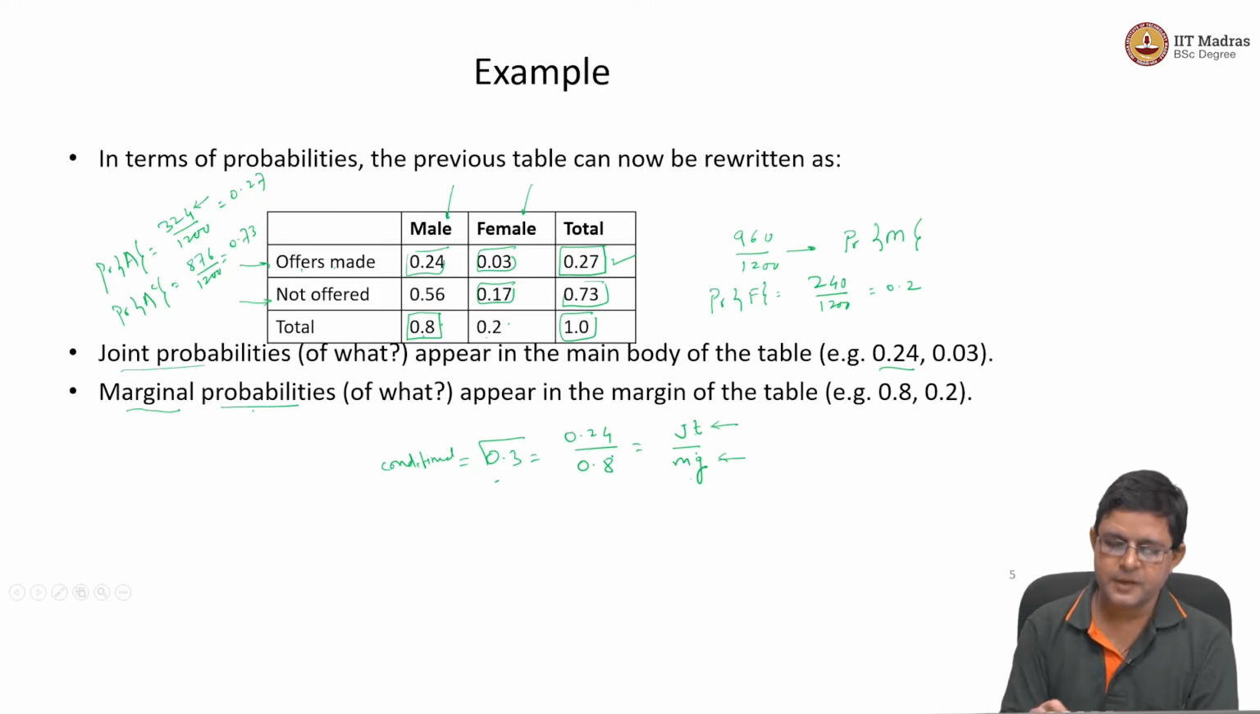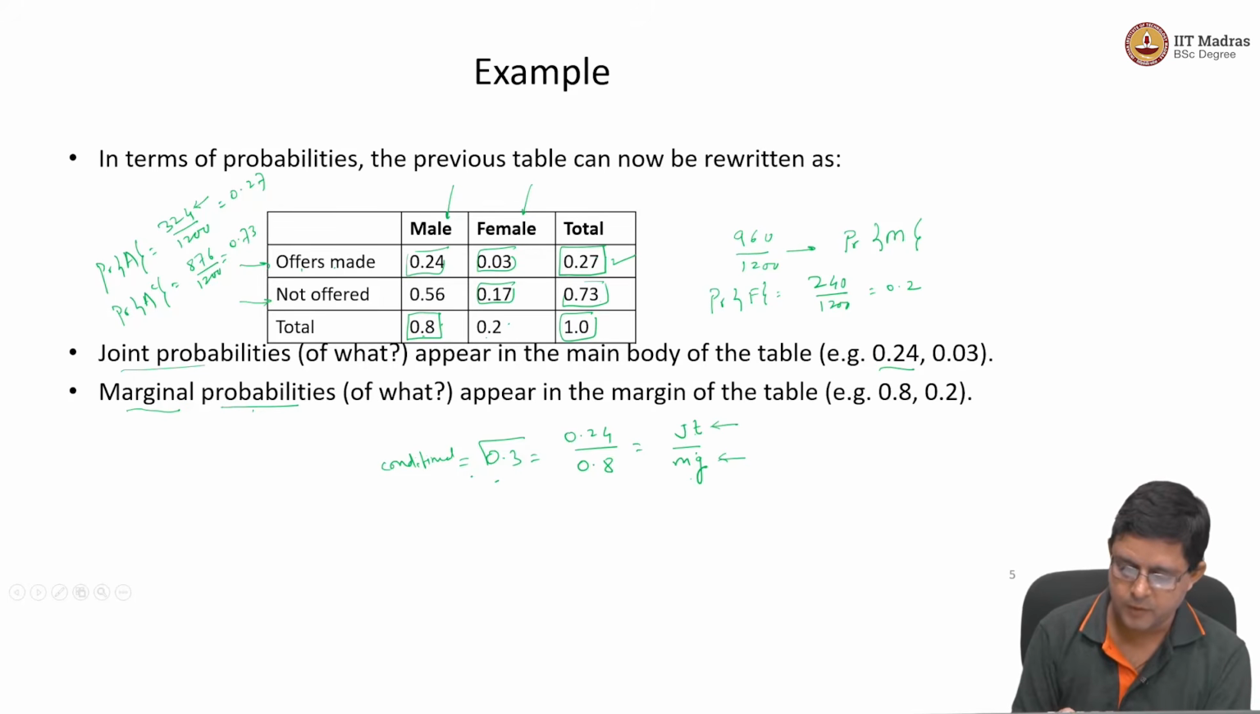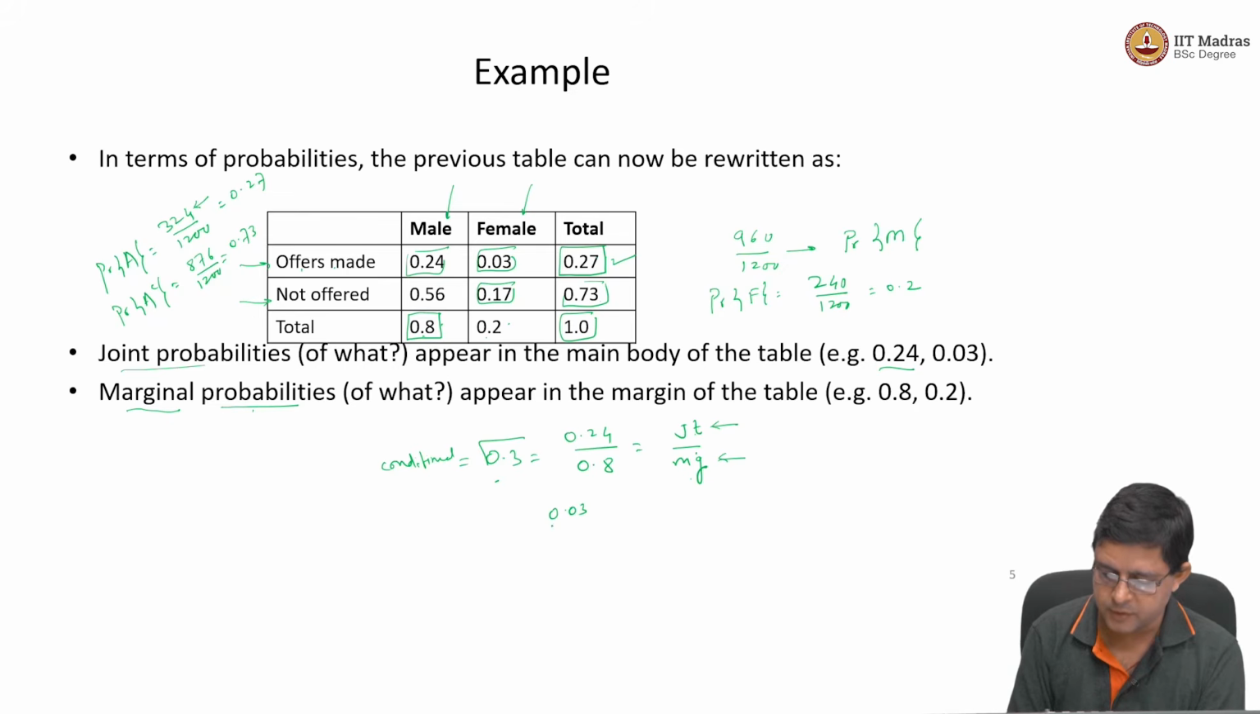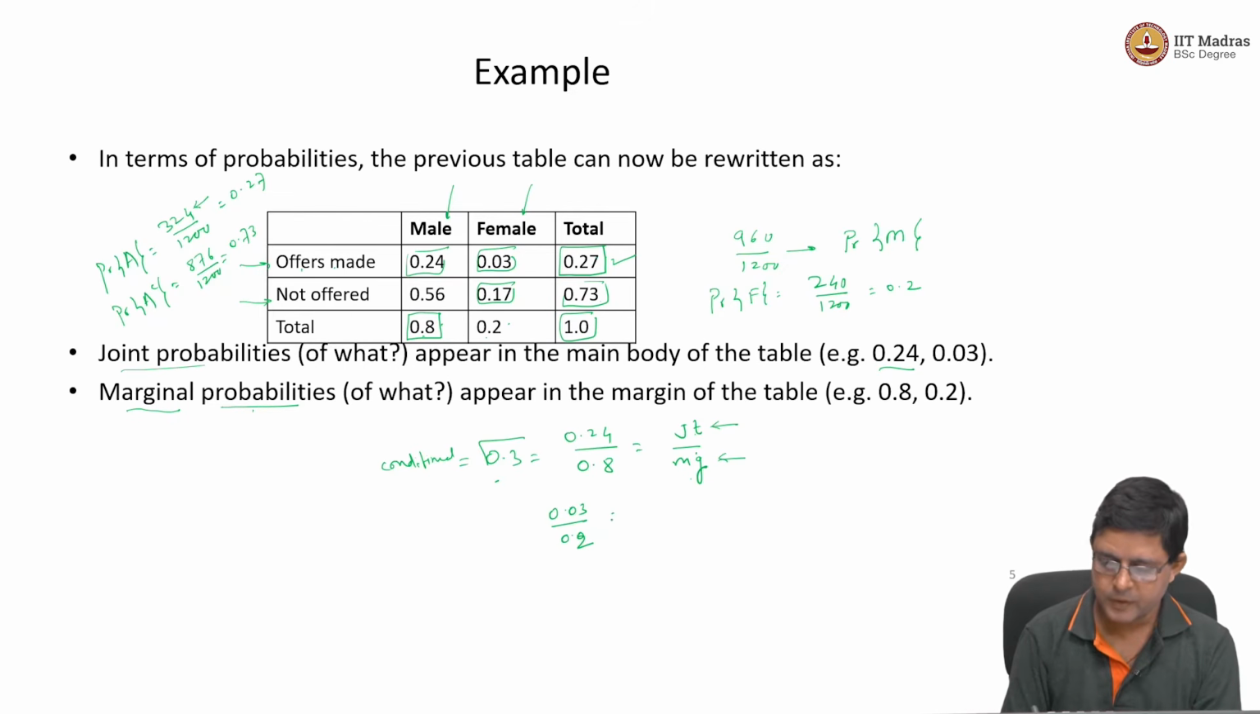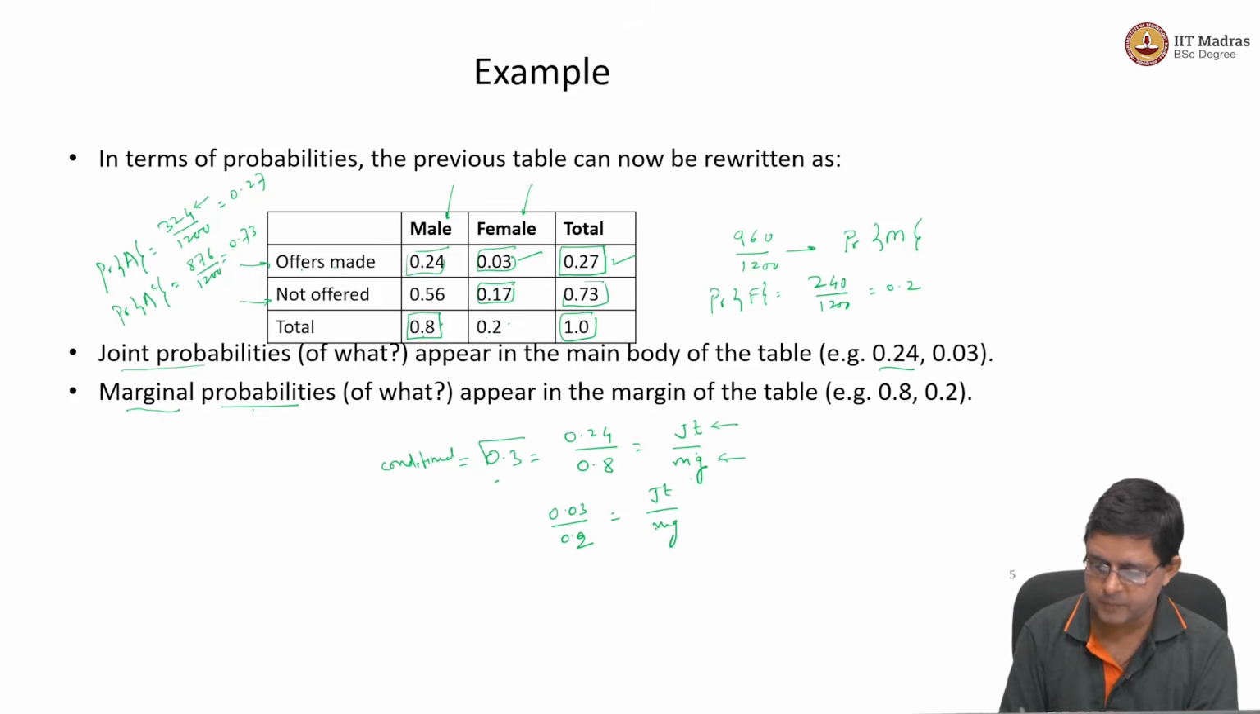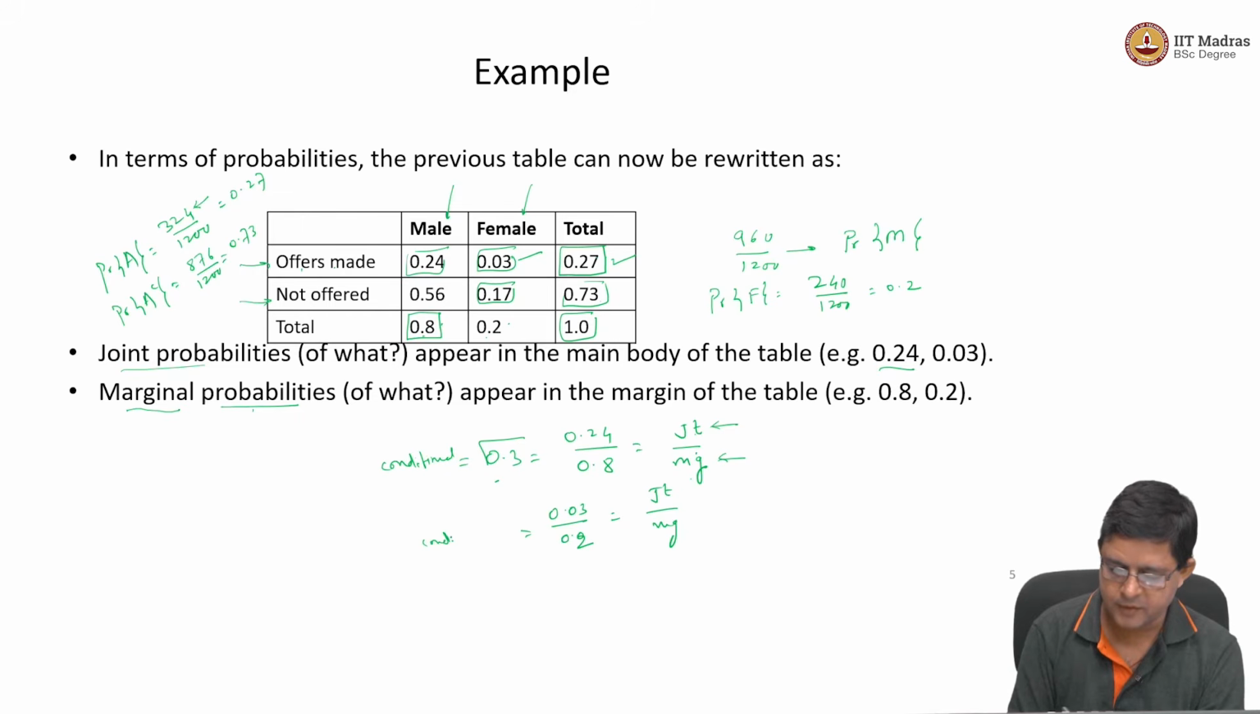Now you can do the same thing here, right? So what will be 0.03 divided by 0.2? 0.03 is a joint probability, divided by 0.2, which is a marginal probability, and obviously 0.03 divided by 0.2 is going to be a conditional probability.